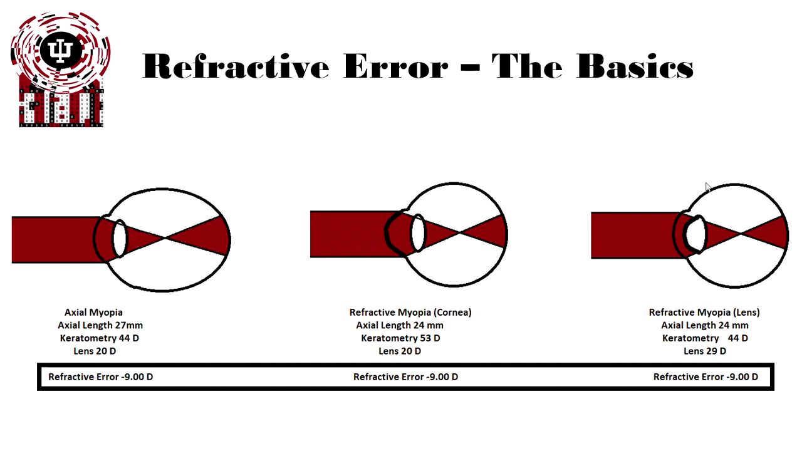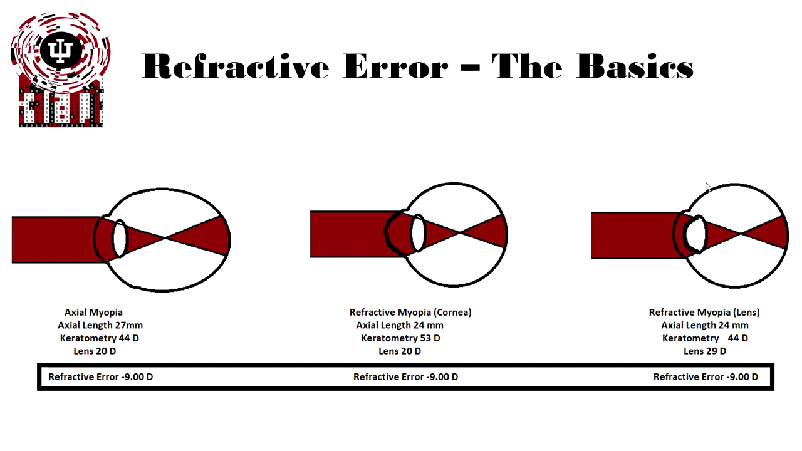The axial myopes, the only difference between their optics, which are totally normal, the lens and the curvature of the cornea, is their axial length is about 3 millimeters more than the average normal person. Refractive myopia from the cornea is caused by the keratometry, or the curvature of the cornea, being higher. In this case, the axial length is normal, the lens power is relatively normal, but the keratometry readings read 53 diopters. And they have a refractive error then of minus 9 diopters.